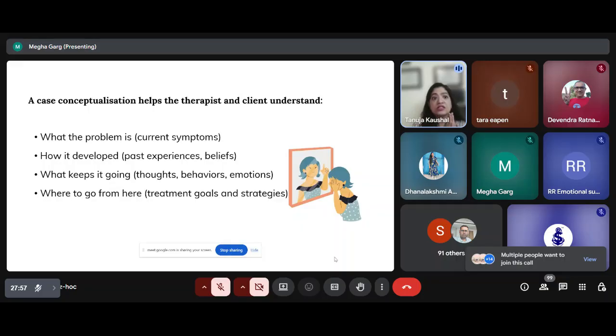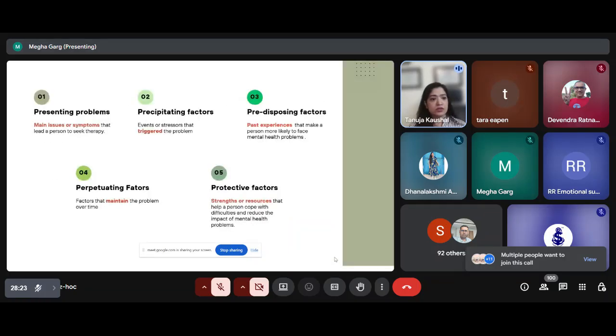You discuss that, this is my understanding of your problem. Are you able to resonate with this? Are you able to relate with this? The client may or may not be. If the client is not able to relate to your conceptualization, it's all right. You understand the problem better, and you take your client's help in coming up with a better and a more relatable case conceptualization. So this is about the conceptualization.